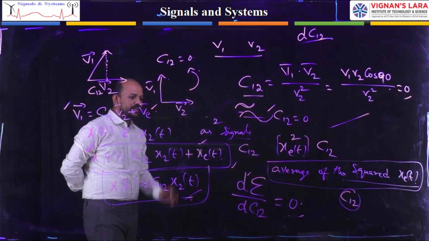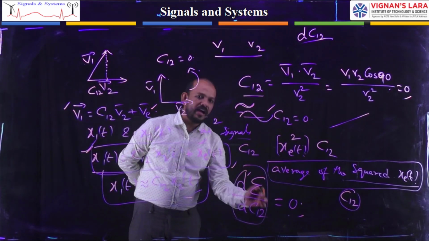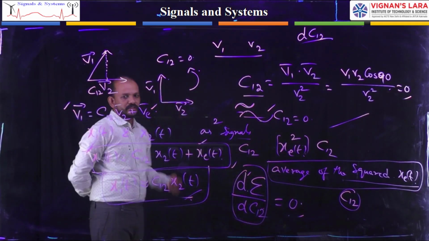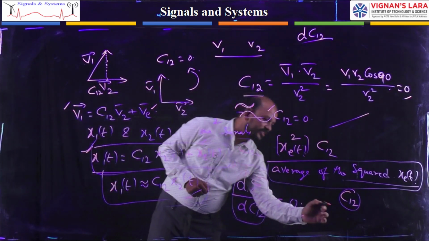So what we have to calculate? First we have to calculate this one, and we have to make that equation equal to 0. That is, we have to equate the answer to 0. Then I can get the value of C12.